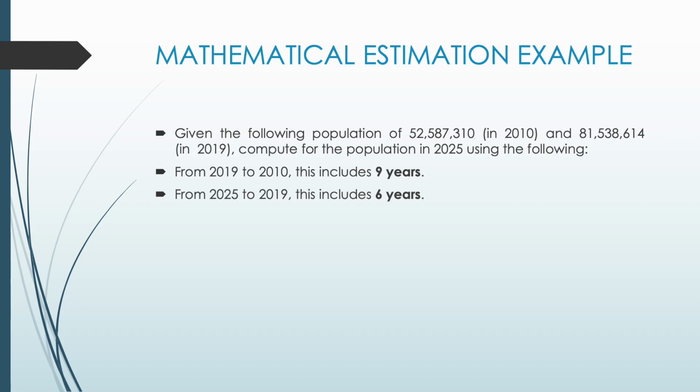So we have another mathematical estimation example. Given the following population of 52,587,310 in 2010 and 81,538,614 in 2019, compute for the population in 2025 using the following. From 2019 to 2010, this includes 9 years. From 2025 to 2019, this includes 6 years.